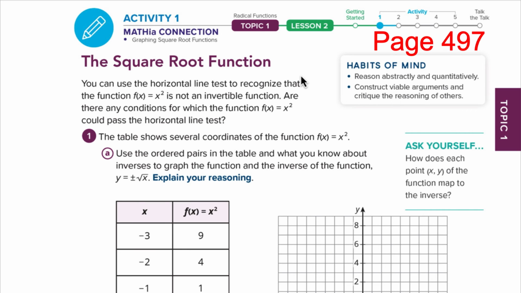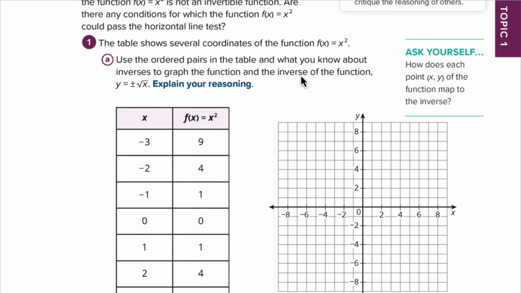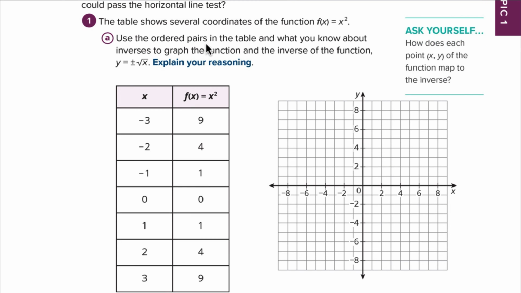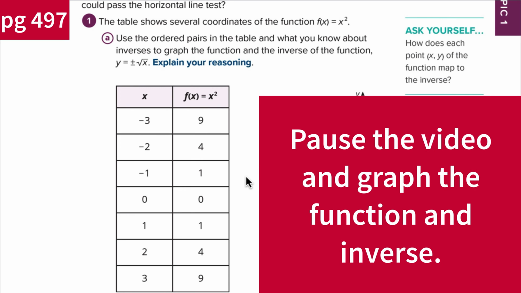We're going to look at the square root function in a little more detail here with a graph and a table. So let's use the ordered pairs in the table and what you know about inverses to graph the function and the inverse. I kind of did a rough sketch on the page before, but I want you to actually graph it this time. So use this table. This is the function f of x equals x squared, and then also graph the inverse on this graph. Pause the video and get her done.